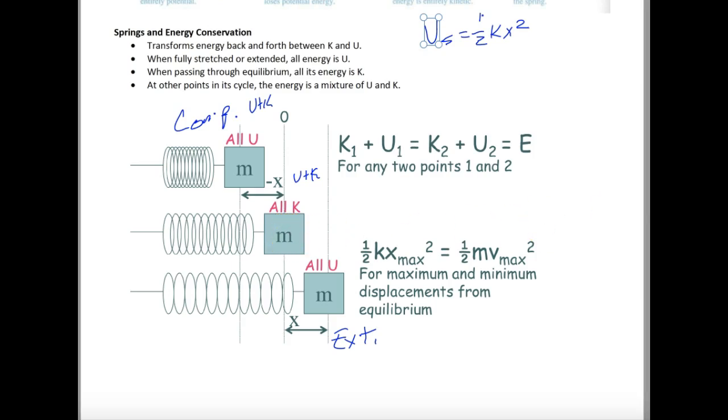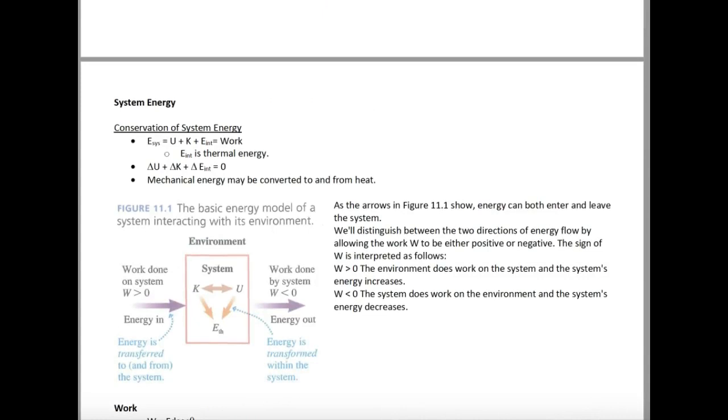If we move on, this is all about system energy. Conservation of system energy basically says that we have the potential energy plus the kinetic plus any internal energy, and that's thermal energy. That's the energy of friction, of heat coming from that, and mechanical energy can be converted to and from heat. If you add heat to a system, you're doing work on the system and it gets more energy. If you take heat out of the system, then you lessen the energy.